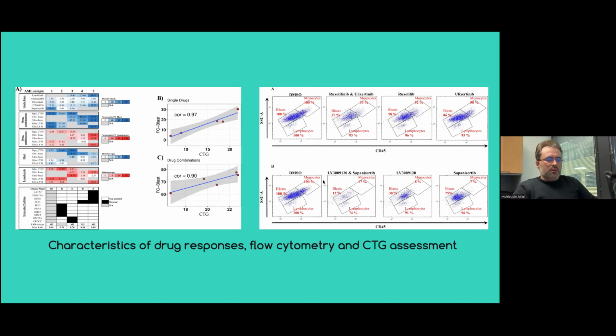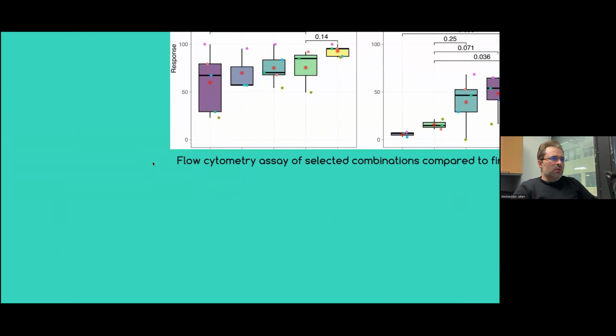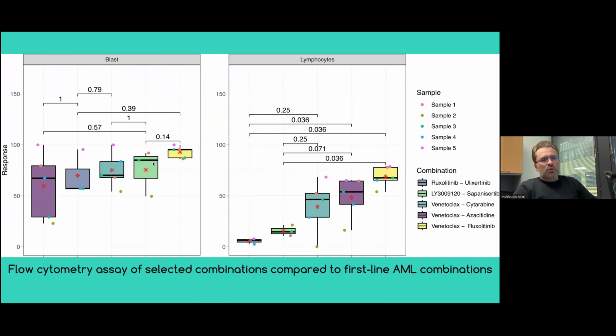Again, in another combination that we have proposed, we have similar behavior. In addition to that, we also tested how our flow cytometry correlated with CTG analysis, and we have a good correlation in both drugs. So finally, we suggested two new combinations for AML: ruxolitinib and olverembatinib, or RU, and LY39120 and sapanisertib, which we call LS.